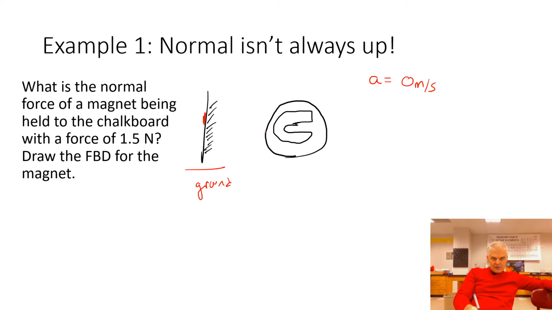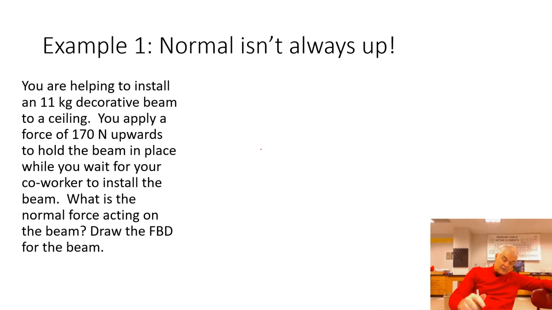And so what you've got is the force this way, and we've got a force this way, right? It's 1.5 newtons, so the force that is being held to the chalkboard is a force of 1.5 newtons. The force of the magnet, if you will, is this way, and that's 1.5 newtons. And then what's holding it opposite is the normal force, and that also is 1.5 newtons. Okay, so that's side by side. The first one is up and down.